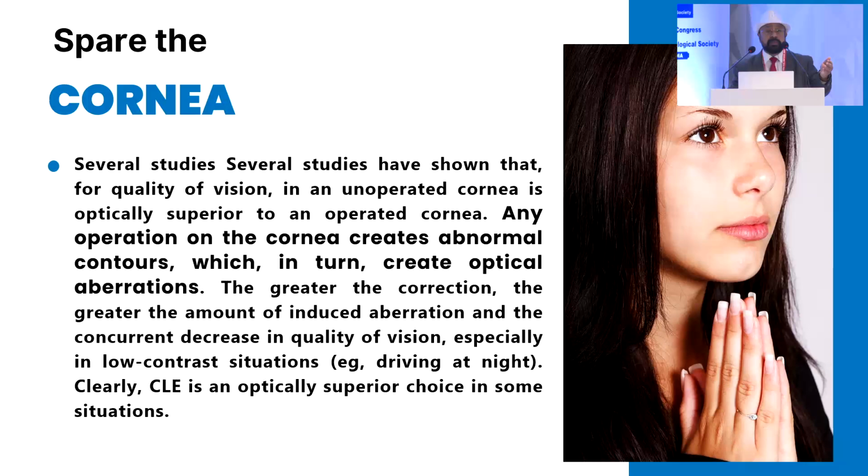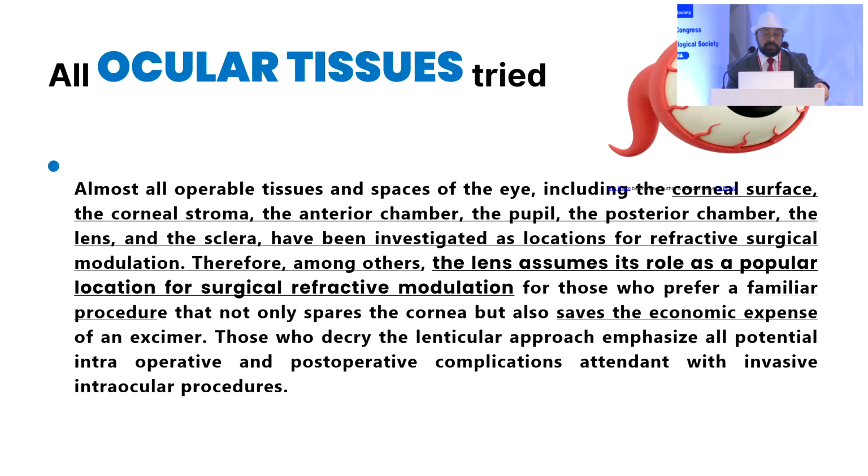If you do any surgery, let's say pterygium or glaucoma or cataract, there are some problems that occur in the cornea. And if you do the surgery on the cornea, you are causing so much abrasion on the cornea. All the structures of the eye have been tried, sclera and iris and everything. But I feel that clear lens extraction is the best way.